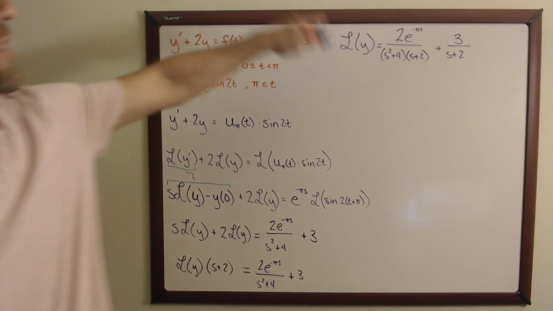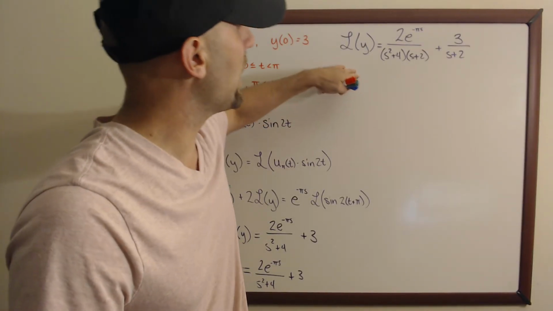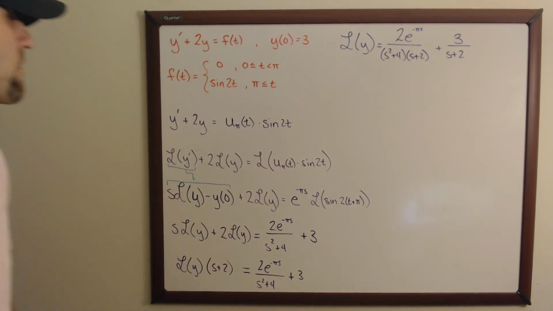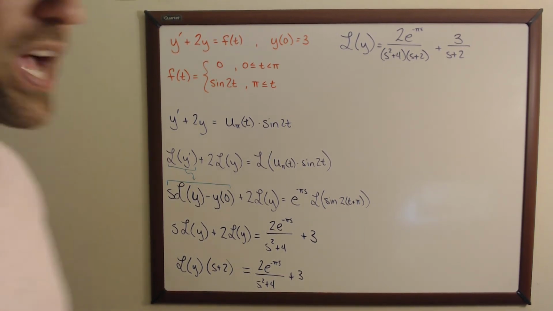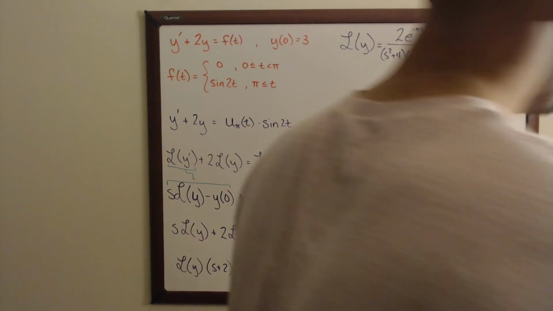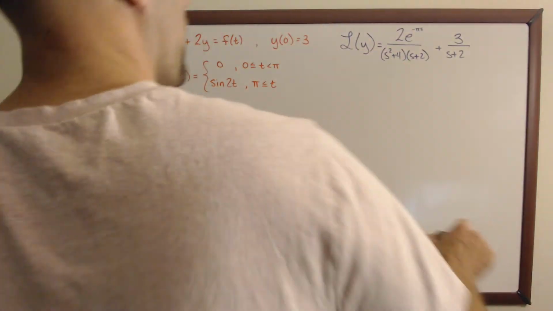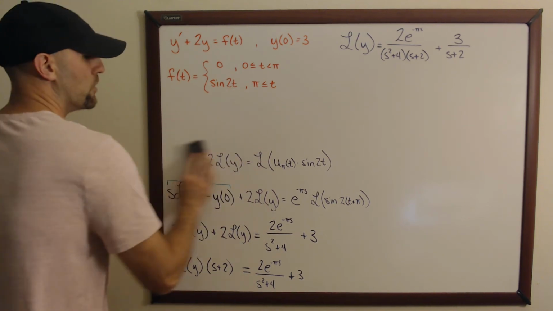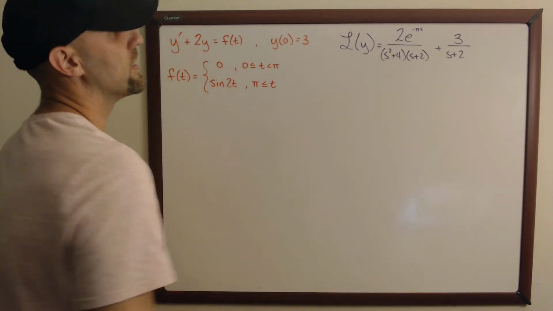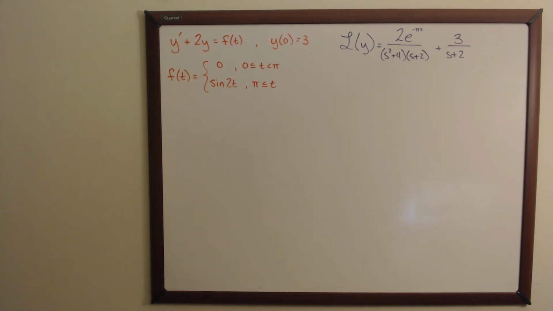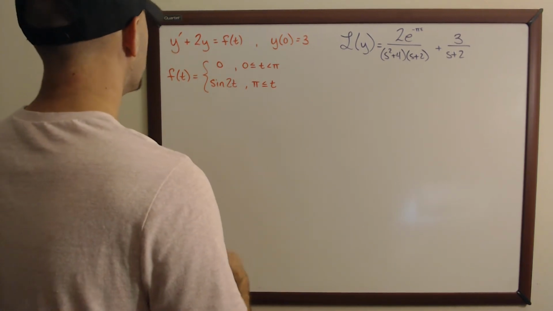So now I just need to untranslate this, right? Untranslating this statement right here will give me the function y I'm looking for. Fantastic. That is done in two parts. One part which does not use the second shifting theorem, and one part that does. That term on the right, that does not use the second shifting theorem, right? Okay, we can untranslate 3 over s plus 2 pretty easily.